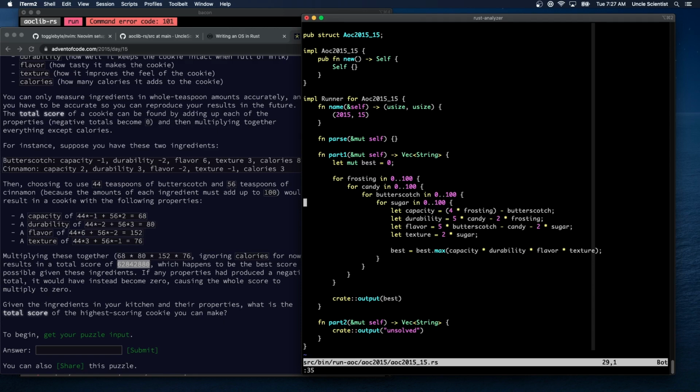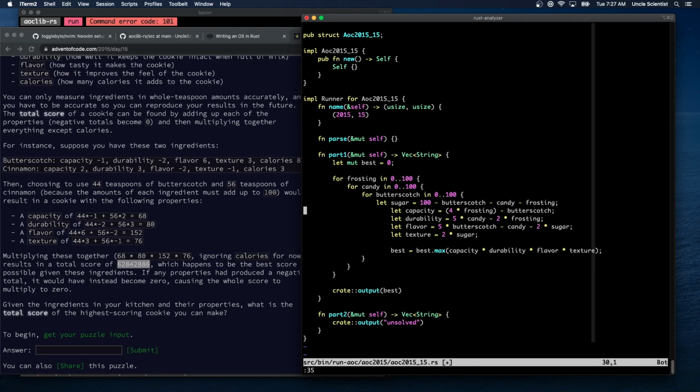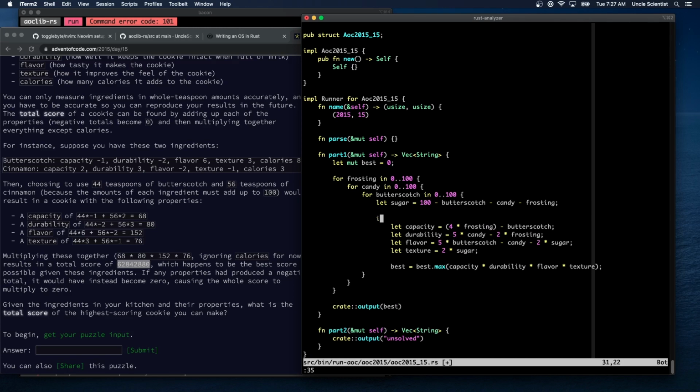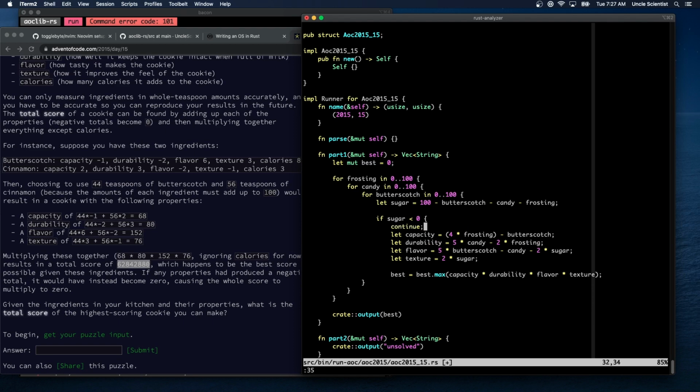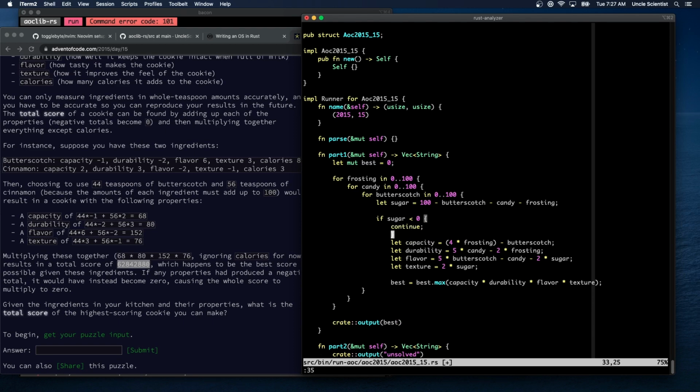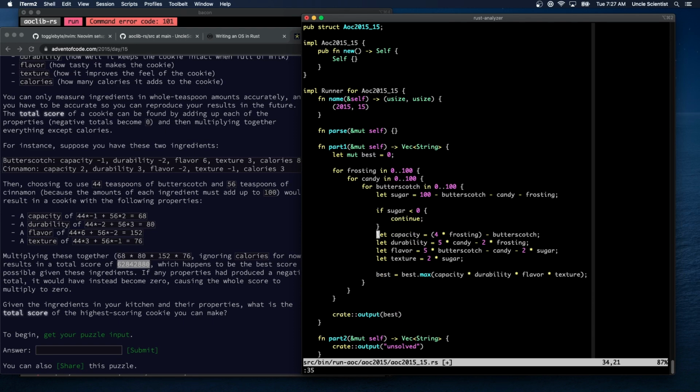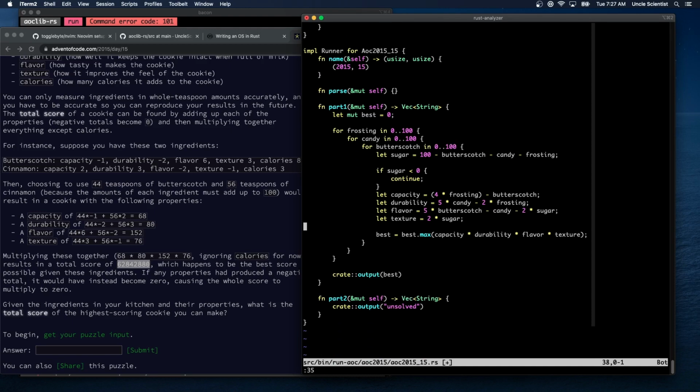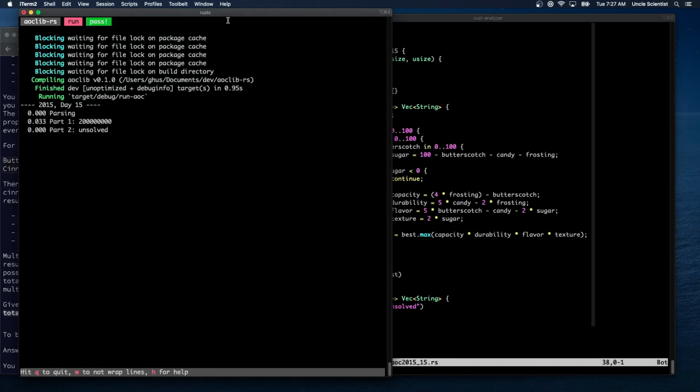So the first thing we could do is simplify sugar, right? Because sugar can be equal to 100 minus butterscotch minus candy minus frosting. Right, that simplifies that one. And then if sugar is less than 0, then continue. Right? That's all we need to do there. Will that allow us to at least run?